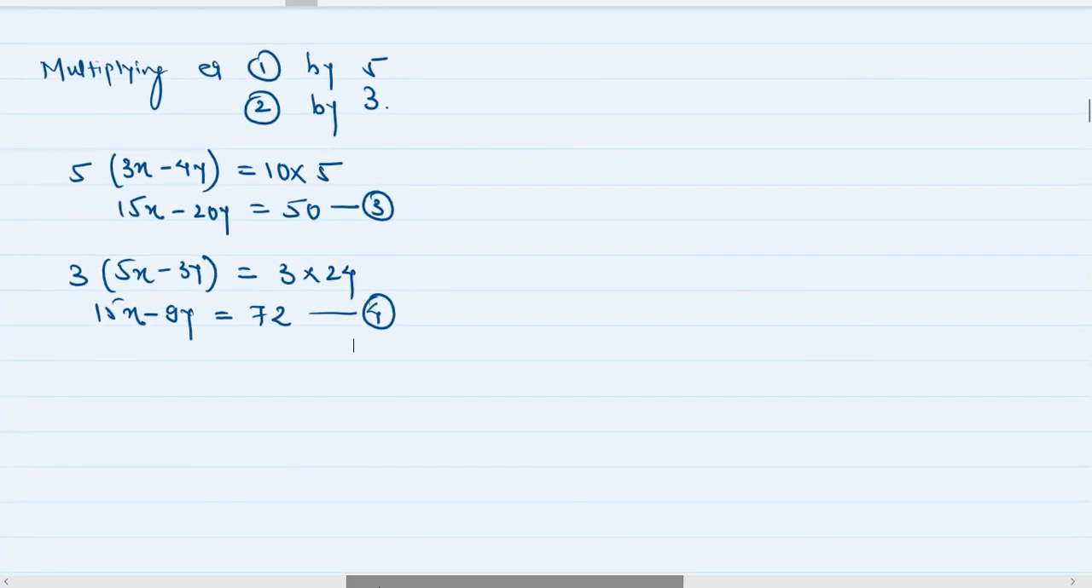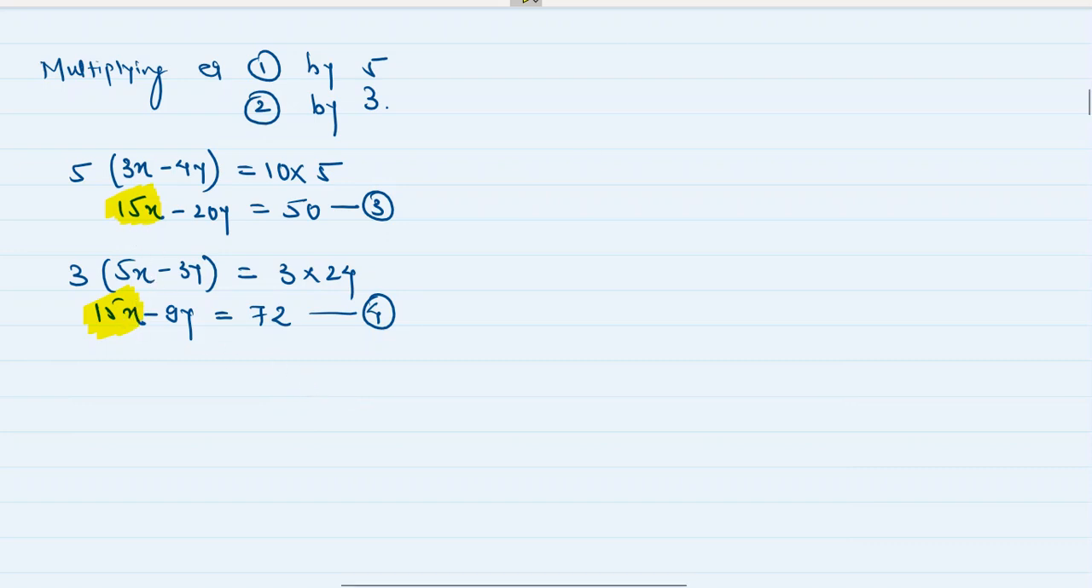Now, since you have got equation 3 and 4, and in both the equations, if you notice, the coefficients of x are the same. Okay. Now, after equating the coefficients comes the next part, that is elimination. Now you have to do the process of elimination. And how do you eliminate?